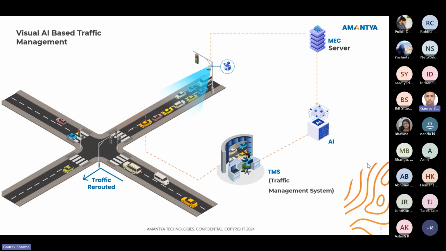What it can do is that the AI models running at the MEC, they can integrate with the traffic management systems, and they can reroute traffic from another block, right? So that the congestion gets easily cleared, right? So that's another very powerful thing, right?